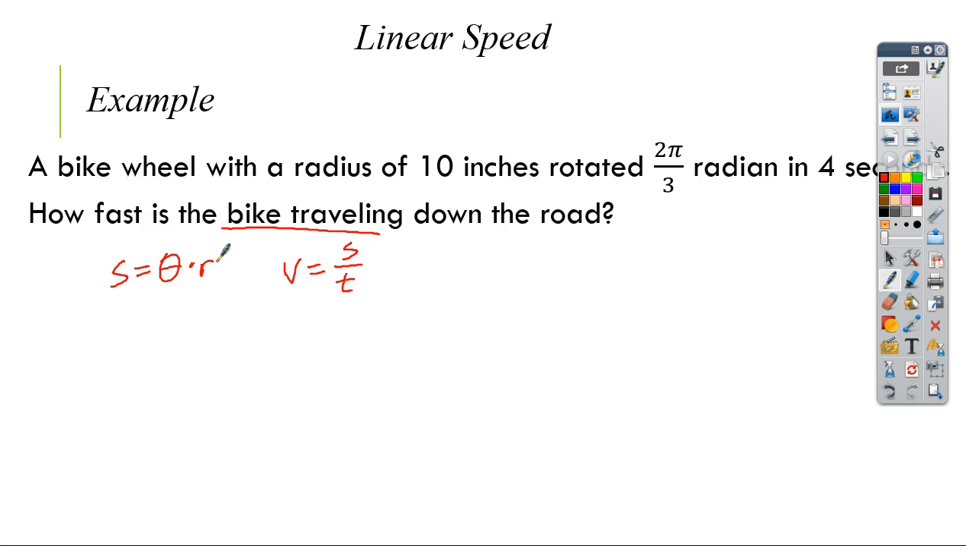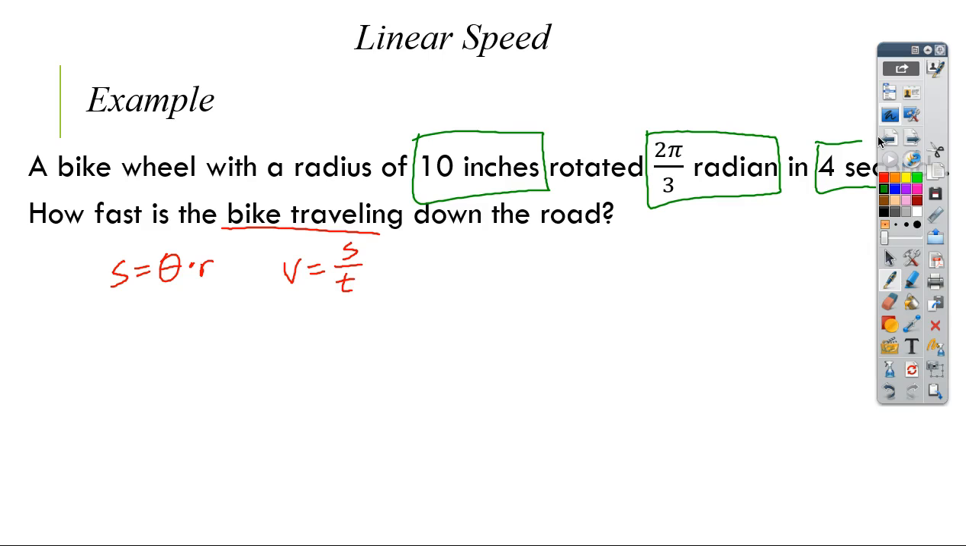So it says a bike wheel with a radius of 10 inches is rotated 2 pi over 3 radians in 4 seconds. They actually give me everything right there, don't they? Because I need to know theta. Did they give me a theta? Yes. I need to know my radius. Did they give you a radius? Yes. And then I need to find out time. Did they give me that? You betcha. 4 seconds.